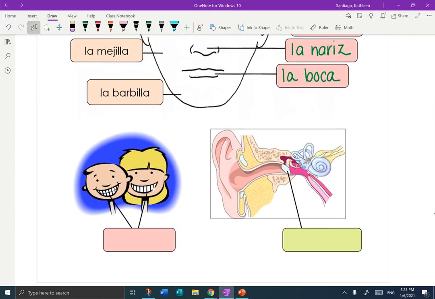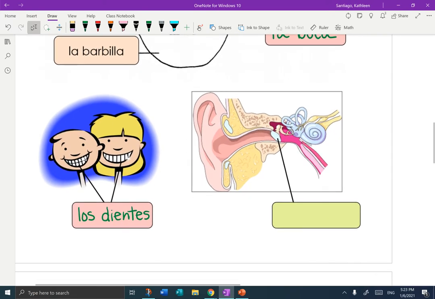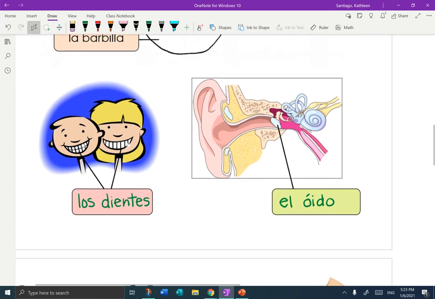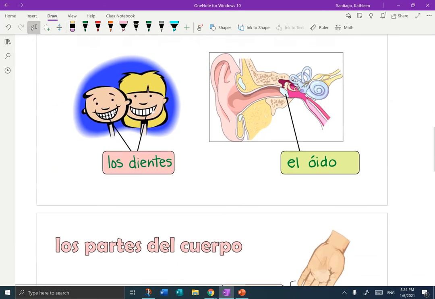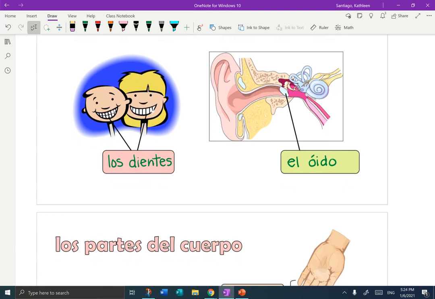Now, green indicates that it's an internal body part. So we'll do the internal part of the ear separately. Teeth are los dientes. It makes sense if you think about the word dentures or dentist, which all come from diente for teeth. The outside of the ear is la oreja, and the inside is called el oído. I think there's an accent mark there. Inner ear. You can say, my inner ear hurts, because when you have an earache, the outside of your ear is not the part that hurts, it's the inner part. So it's el oído.